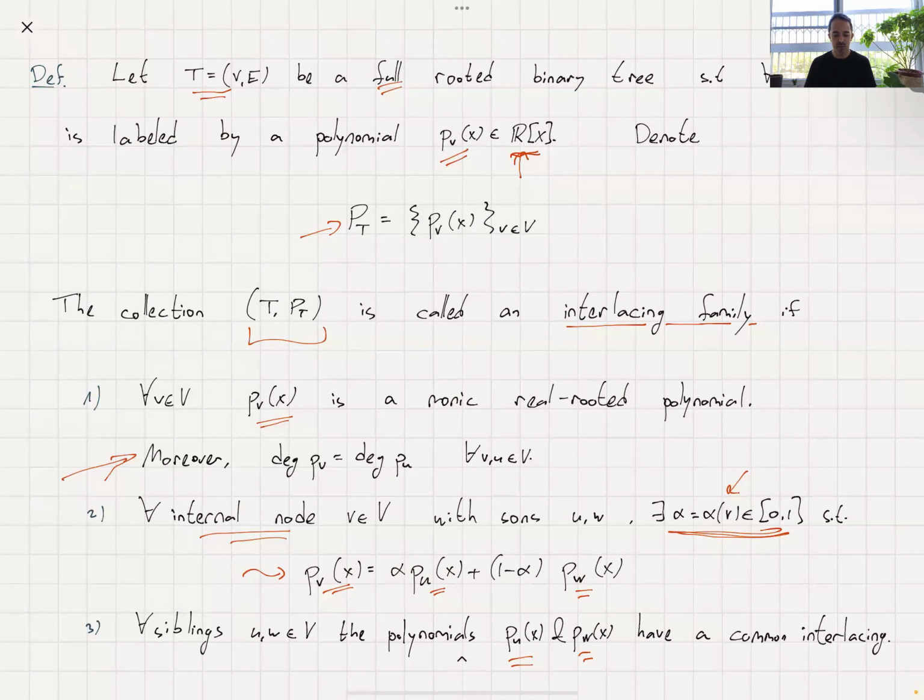Okay, so these are the three conditions. All polynomials in the tree should be real-rooted, same degree, monic. Monic you can generalize, but just for simplicity. And then you want the relation between the polynomials to be such that, for two siblings, the polynomial of their parent lies in the segment connecting them, and the polynomials of the two siblings also have a common interlacing.